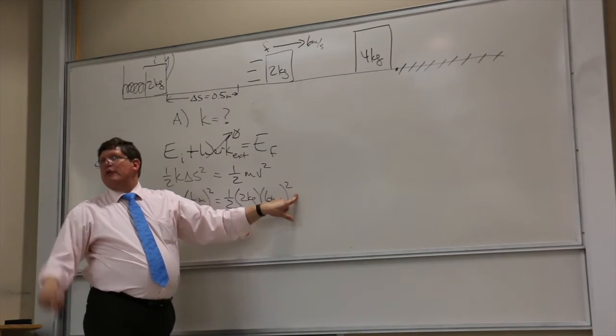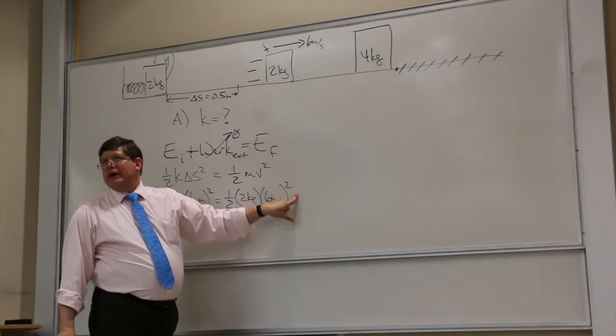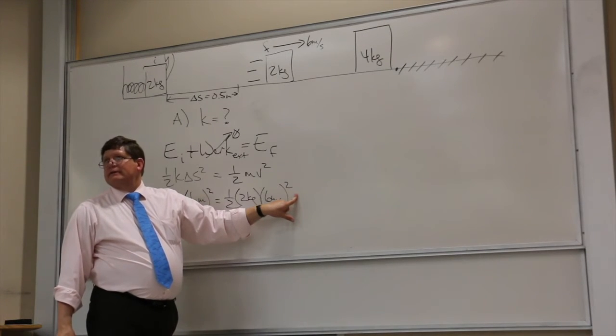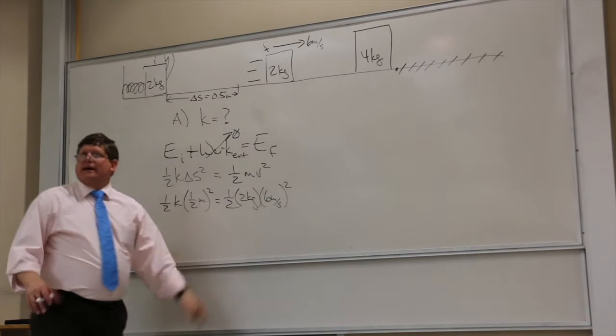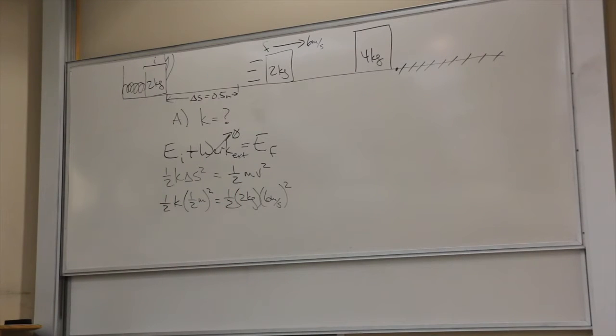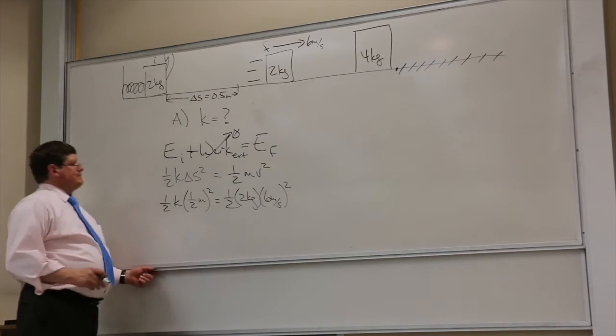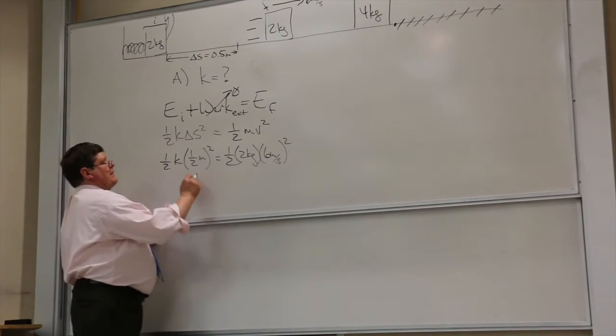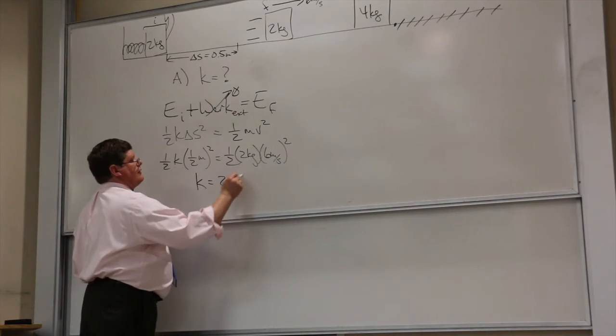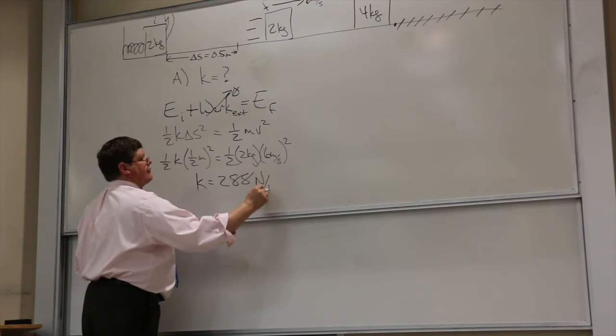The person to your right is not going to do that on the exam. They're going to forget. Okay? That's how prevalent that is. Half of you forget. Okay? Now, that gives me a value of K of 288 newtons for each meter.